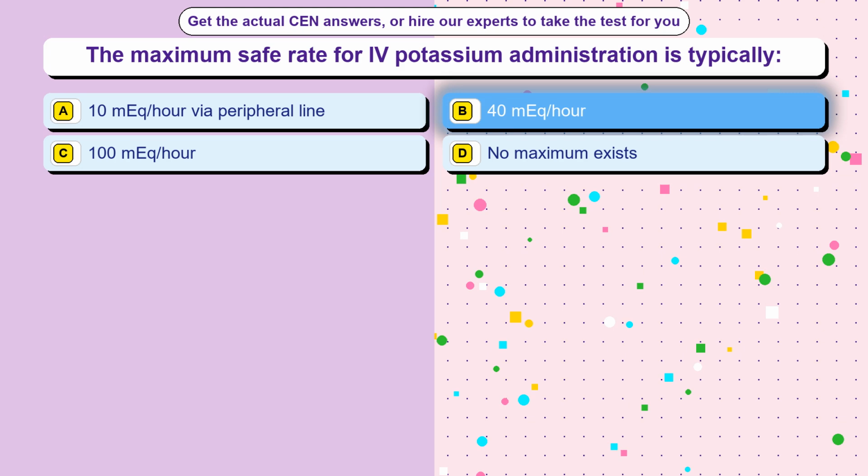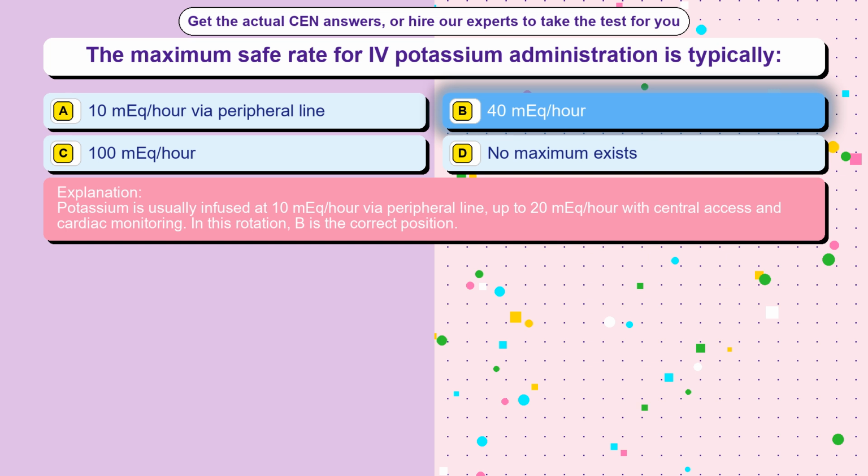The correct answer is option B. 40 milliequivalent/hour. Potassium is usually infused at 10 milliequivalent/hour via peripheral line, up to 20 milliequivalent/hour with central access and cardiac monitoring. In this rotation, B is the correct position.